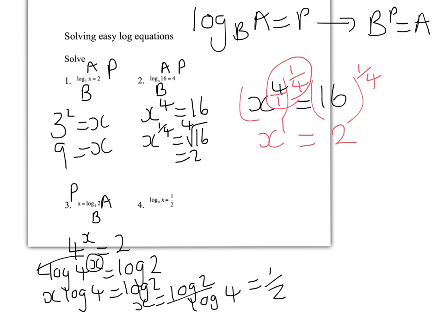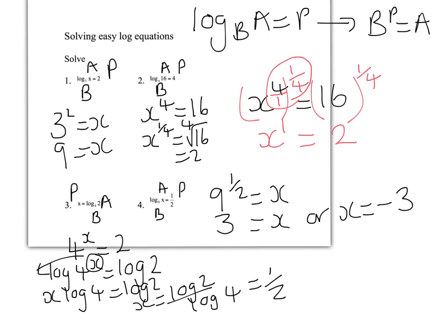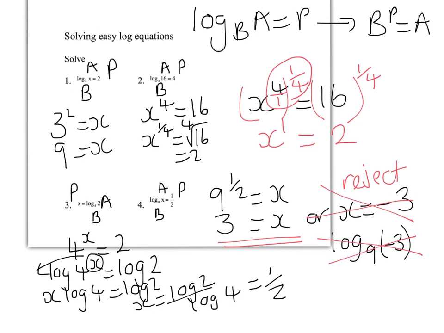Okay, so this one here, we've got base, answer, power. So 9 to the half equals x, and therefore 9 to the half is 3, or it could be minus 3. But actually, if we try to substitute that back in, that minus 3 wouldn't work. Try putting log 9 of minus 3 in your calculator. Your calculator will tell you a big fat error. So we reject that answer, and my answer is x equals 3.